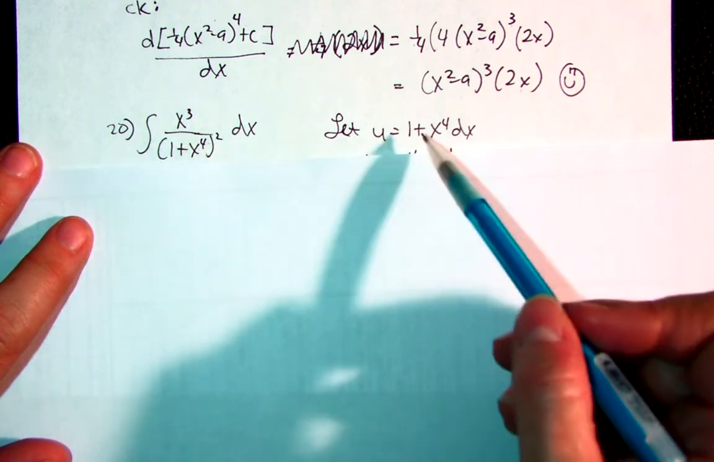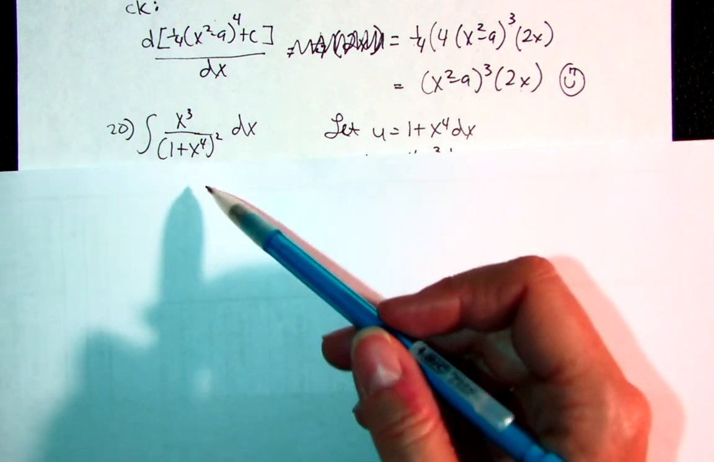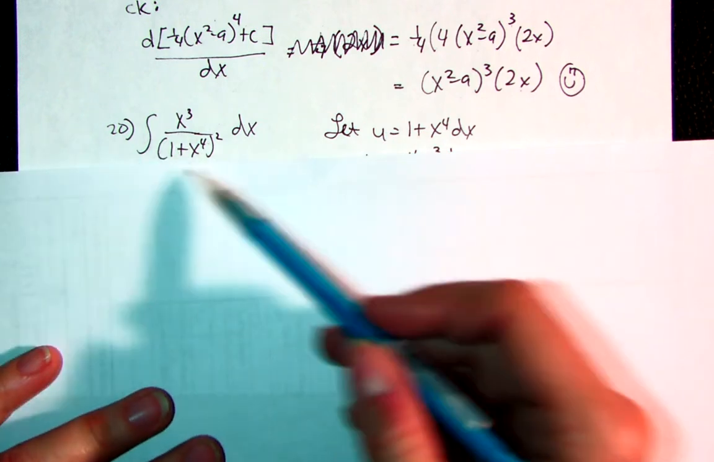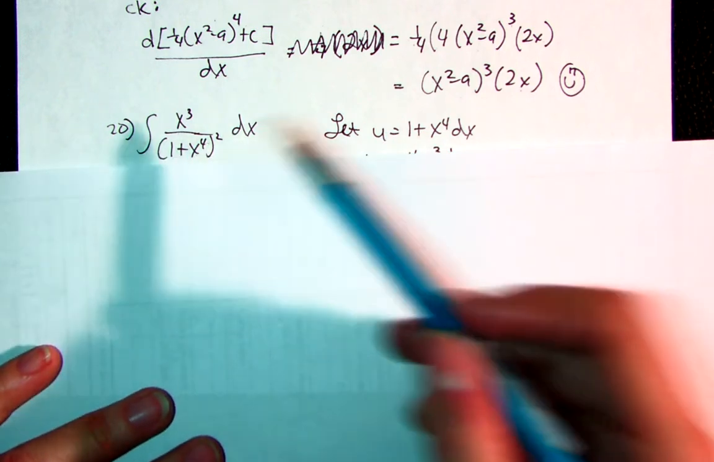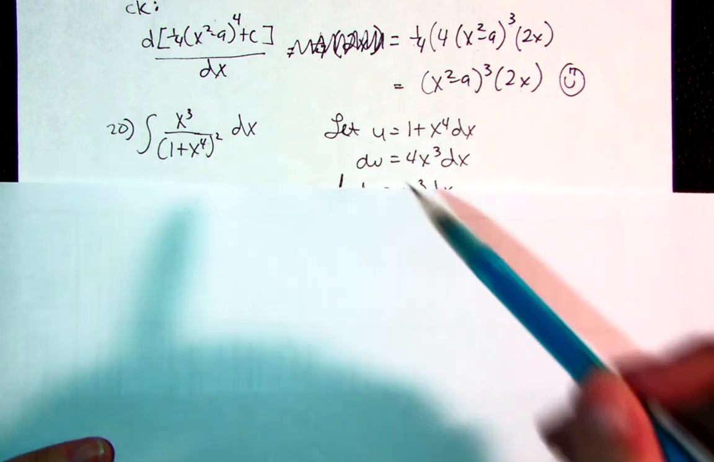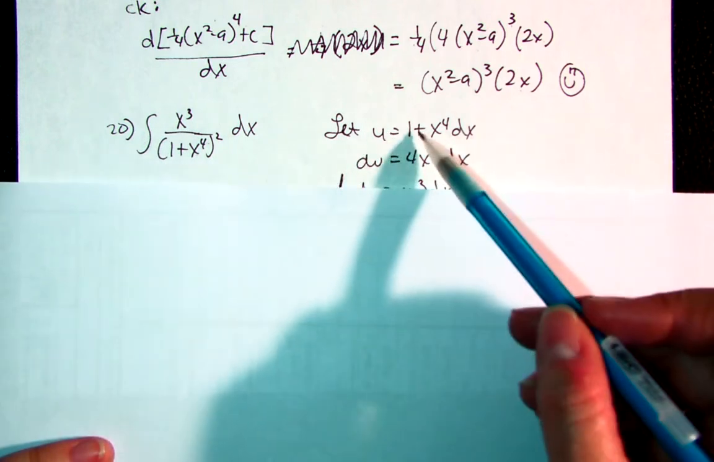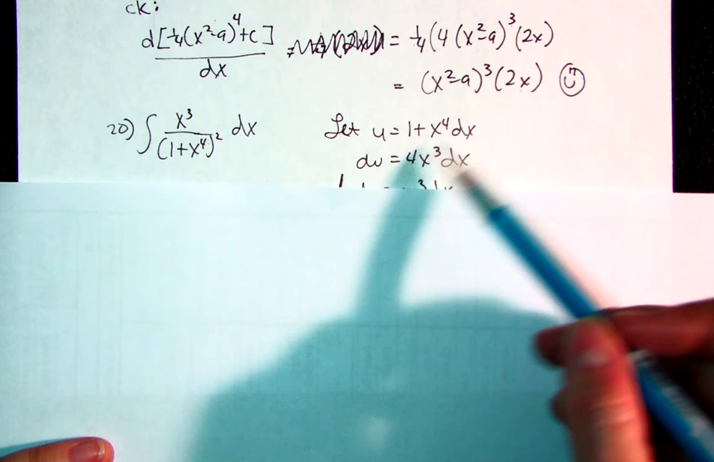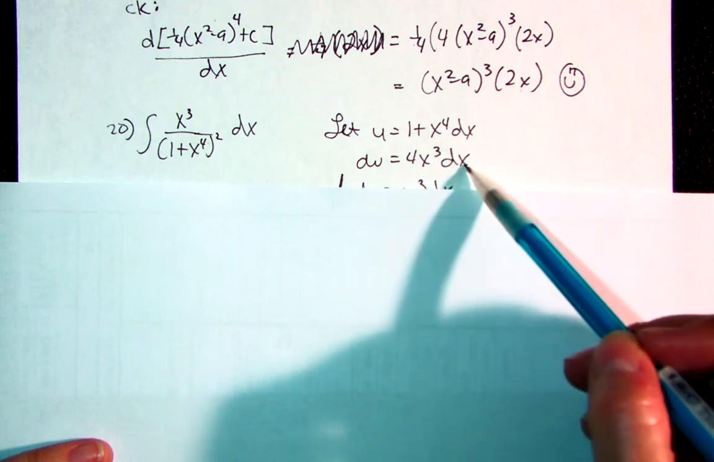I'm going to let my u be what's inside of it, 1 plus x to the 4th. It's usually not the whole thing. It's usually whatever's inside. So let's see what happens. I take the derivative of both sides. Derivative of a constant is just 0, and that's 4x cubed dx.